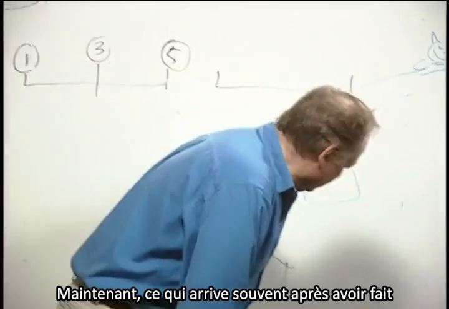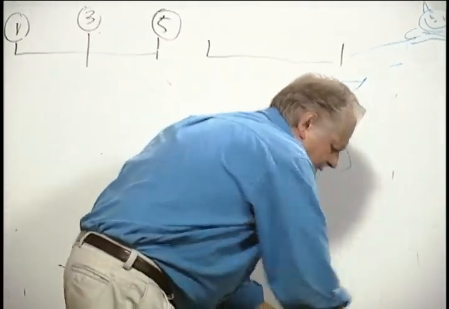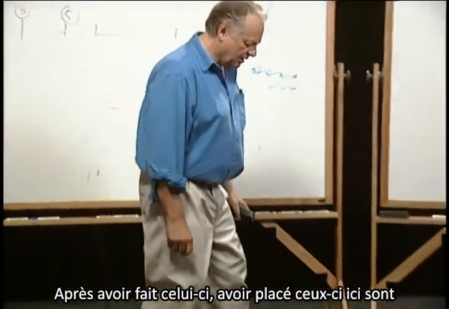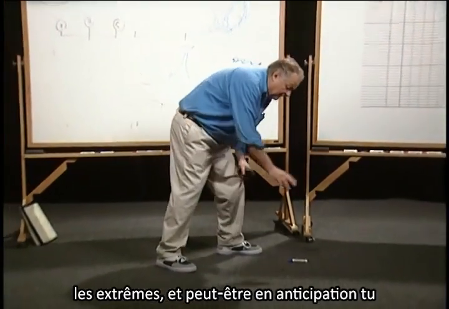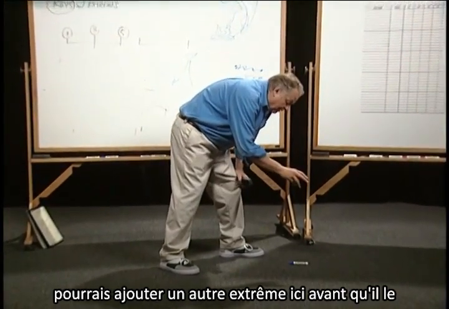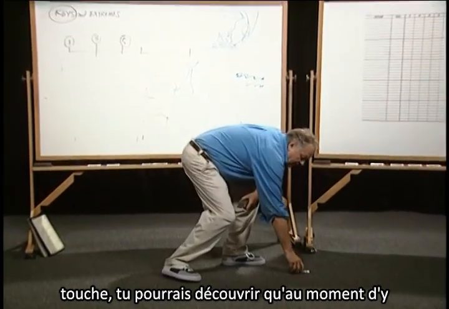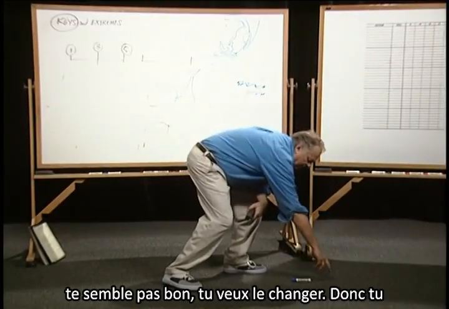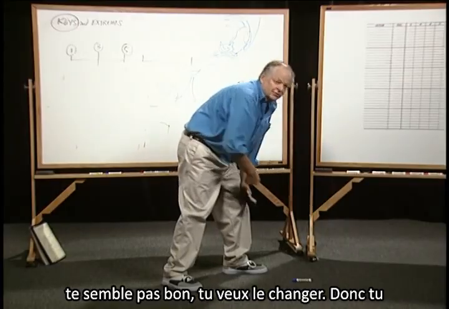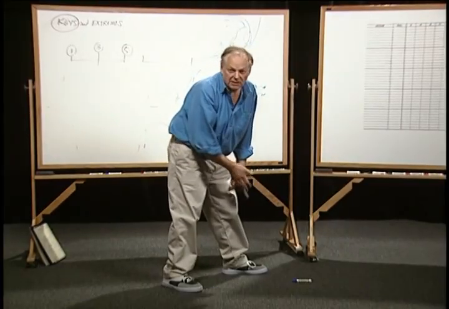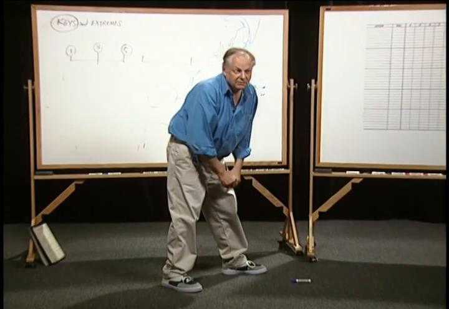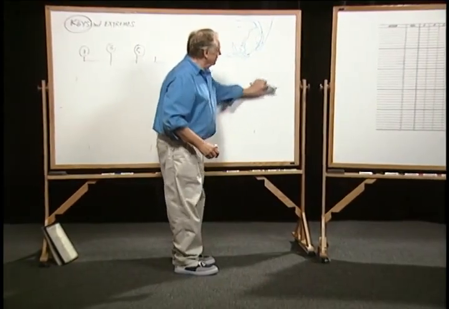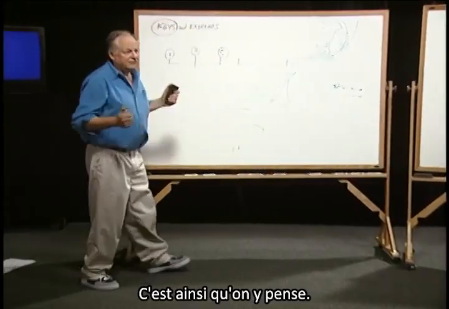Now, what happens often, having done this one, and having gotten these ones down here, the extremes, and maybe in anticipation you might put in another extreme here, is that by the time you get down there, you want to change the foot, or change the arm, or it just doesn't feel right. So you rub a bit of it out, and you change your key. That often happens, right? And then you do the extra drawings. That's how to think about it.